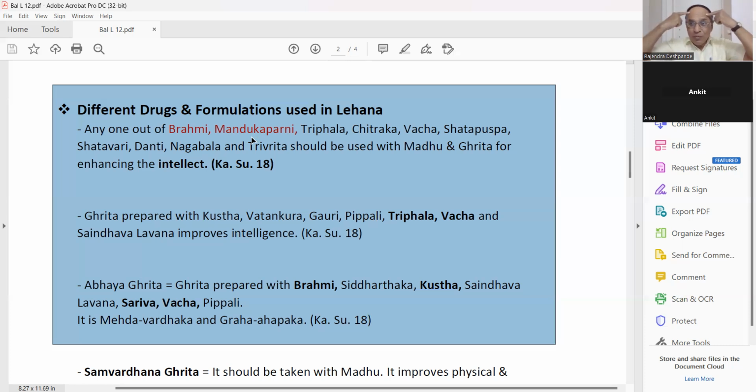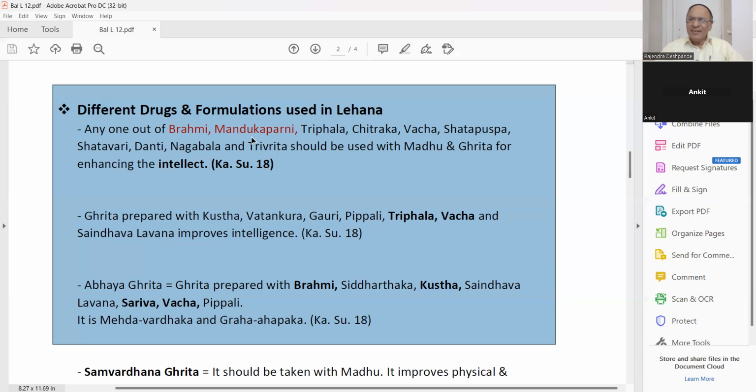They will improve Dhi, Dhriti, Smruti. Please write down: Dhi, D-H-I; Dhriti, D-H-R-U-T-I; and Smruti. Dhi, what is Dhi? Decision capacity. What is correct? What is wrong? Who is deciding? Dhi is deciding. Dhriti is courage, courage to follow my intellect.